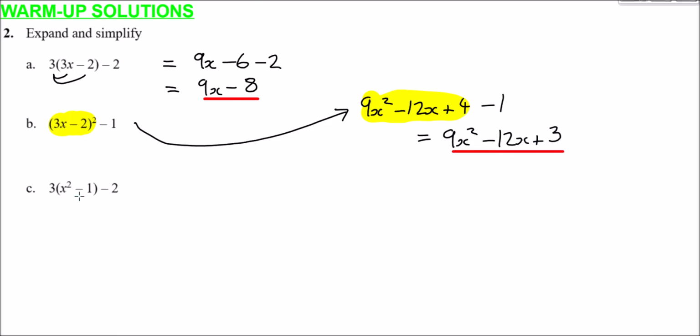And the last one, 3 lots of x squared minus 1 minus 2 is 3 lots of, what am I doing here? Being silly is what I'm doing. So 3 times x squared, of course, is 3x squared. 3 times minus 1 is minus 3. Then minus the 2 on the outside simplifies to give us 3x squared minus 5 overall.